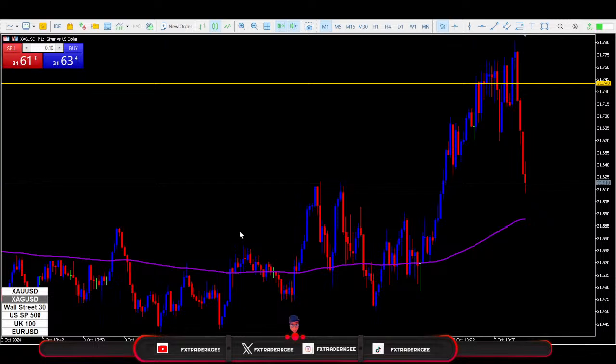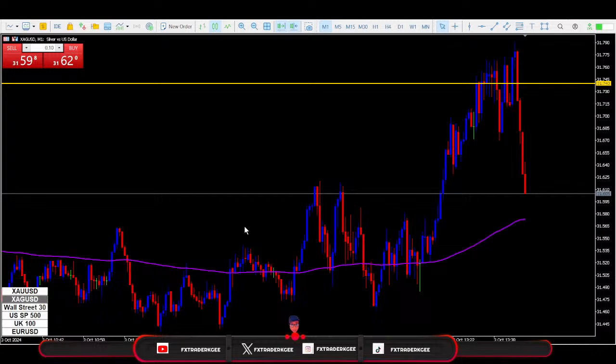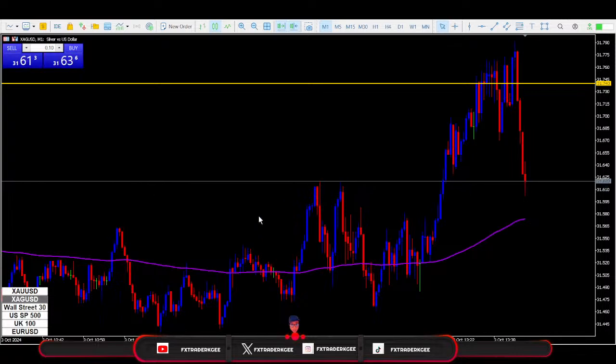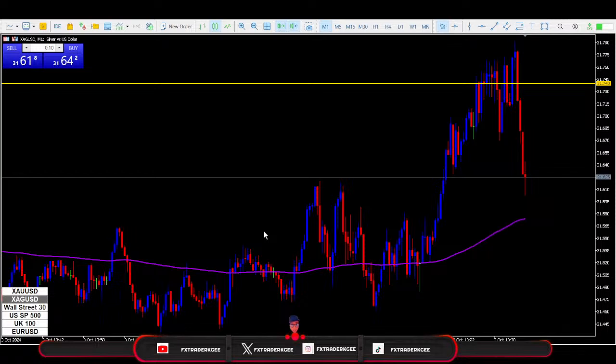So we have chosen to sell silver, which is XAGUSD, and good for us that it's actually happening the way we want it to happen. All right, and that's very good.